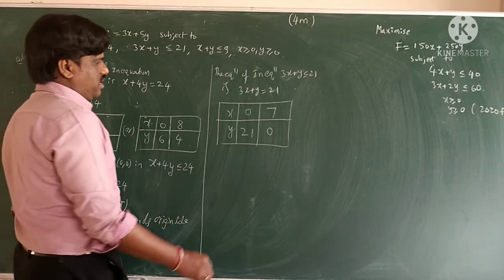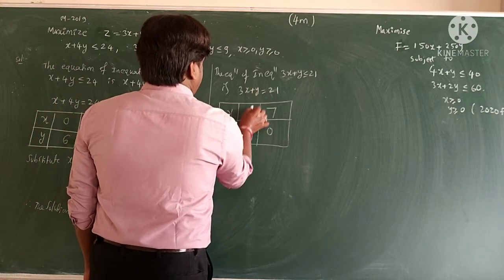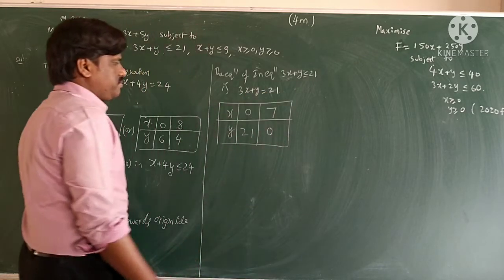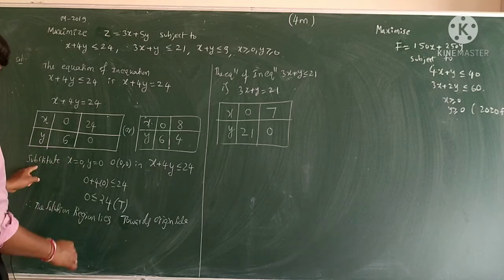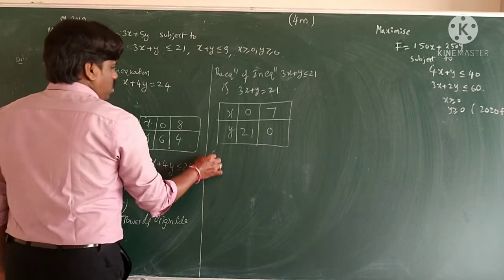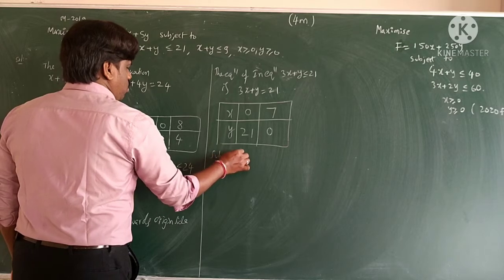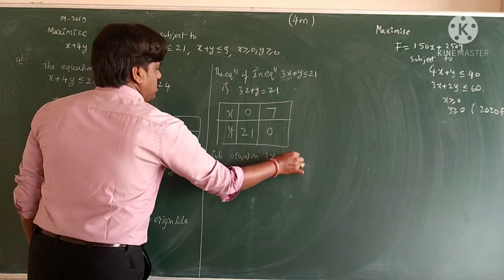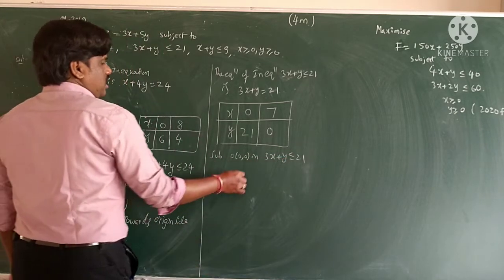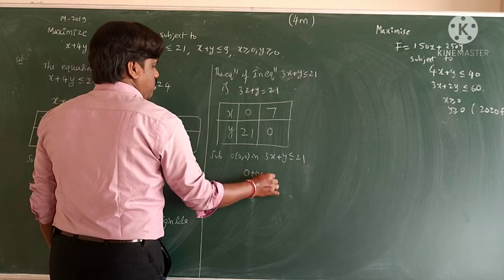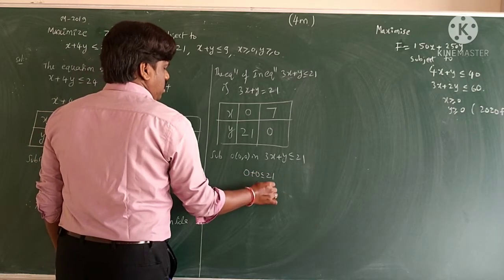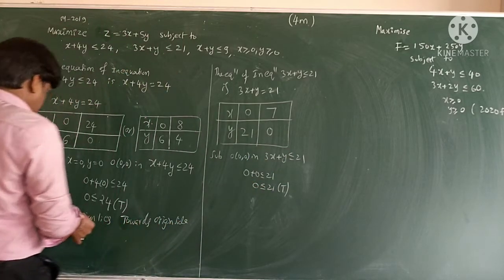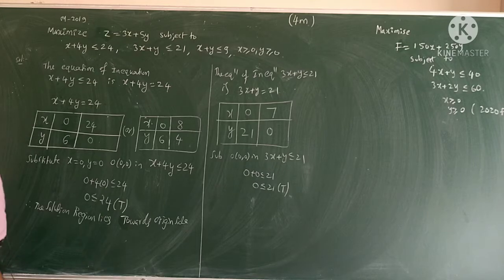Both ways we can do the graph. If x is 0, I get y is 21. If y is 0, I get x is equal to 7. The same thing we do here: substitute the origin, 0 comma 0, in 3x plus y less than or equal to 21. So I get 0 plus 0 less than or equal to 21, 0 less than or equal to 21, which is true. So in the same way we write that the solution region lies towards the origin side.